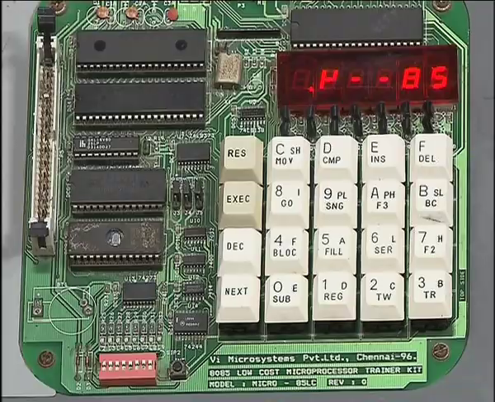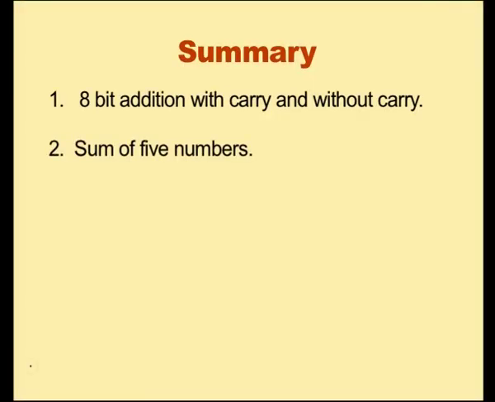Okay. So in the 8-bit addition, we have discussed how to add two 8-bit numbers with carry and without carry. Along with that, the sum of 5 numbers.